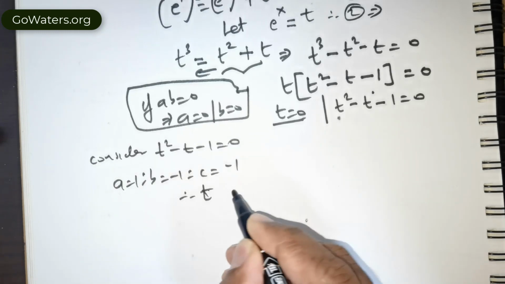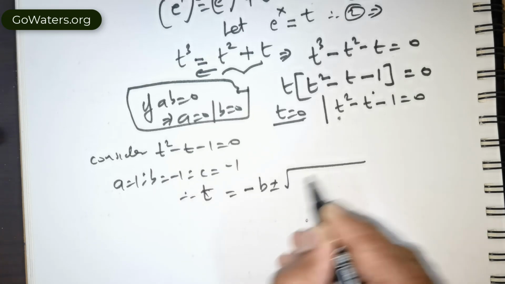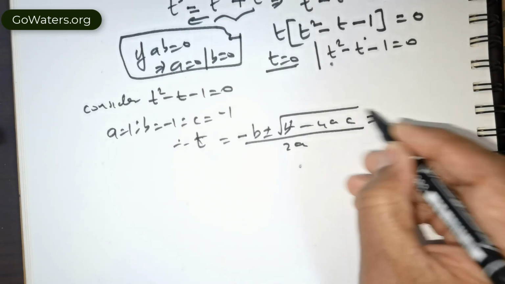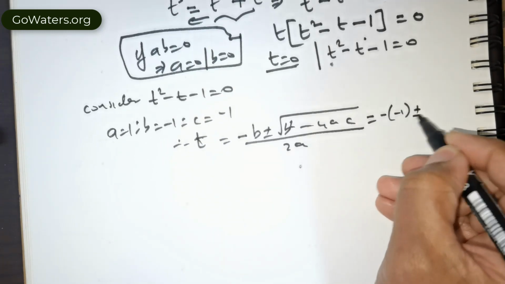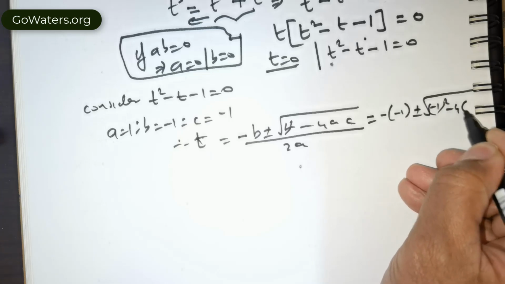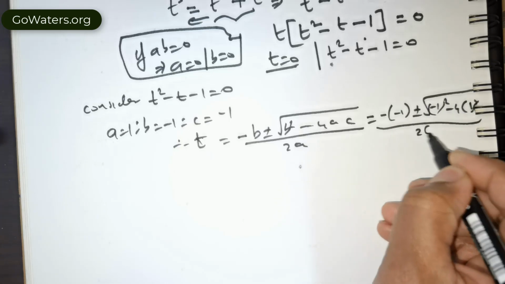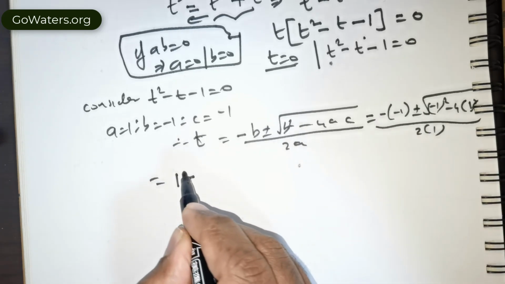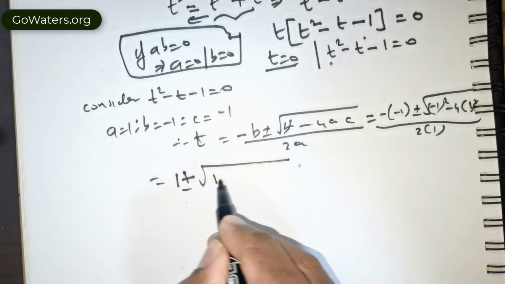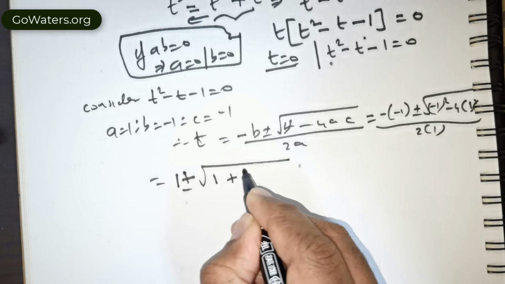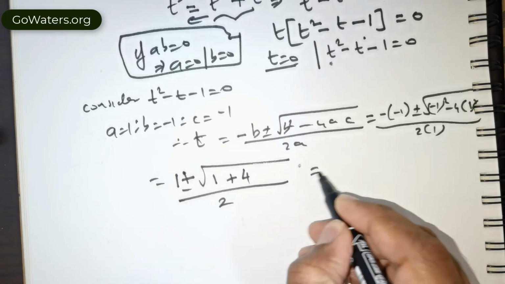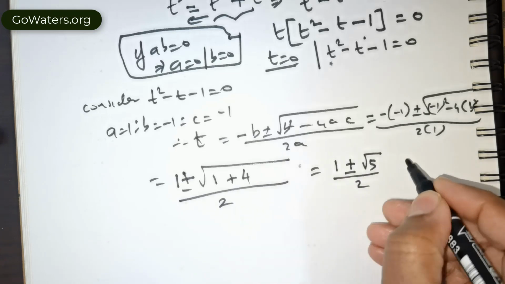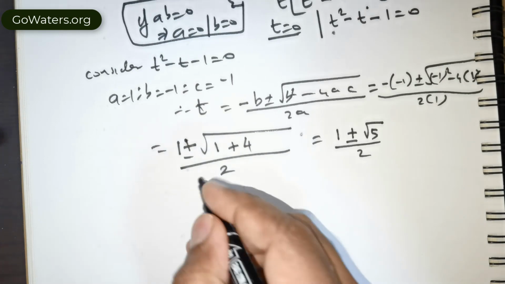So therefore, using the quadratic formula, which is negative b plus or minus root of b squared minus 4ac, divided by 2a, we can rewrite this as negative of negative 1 plus or minus root of negative 1 squared minus 4 times a is 1, c is negative 1, divided by 2 times a. I'm rewriting it here in a simplified fashion. Negative negative is positive, so plus or minus root of 1 minus negative, that's going to be positive 4, divided by 2, which is 1 plus or minus root of 5 divided by 2. So therefore two sets of values are possible for t.